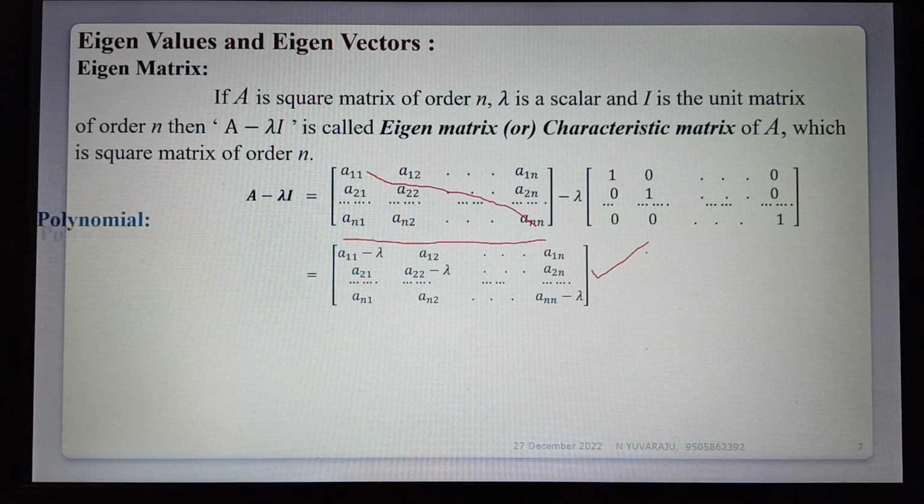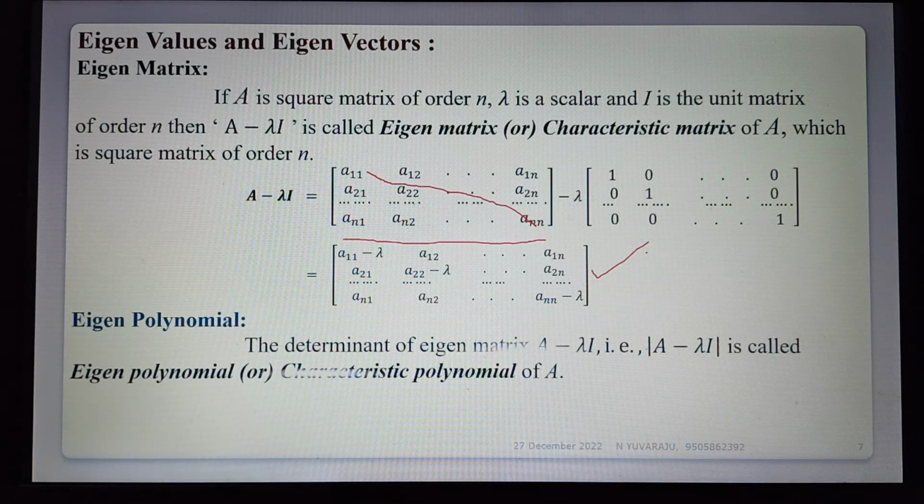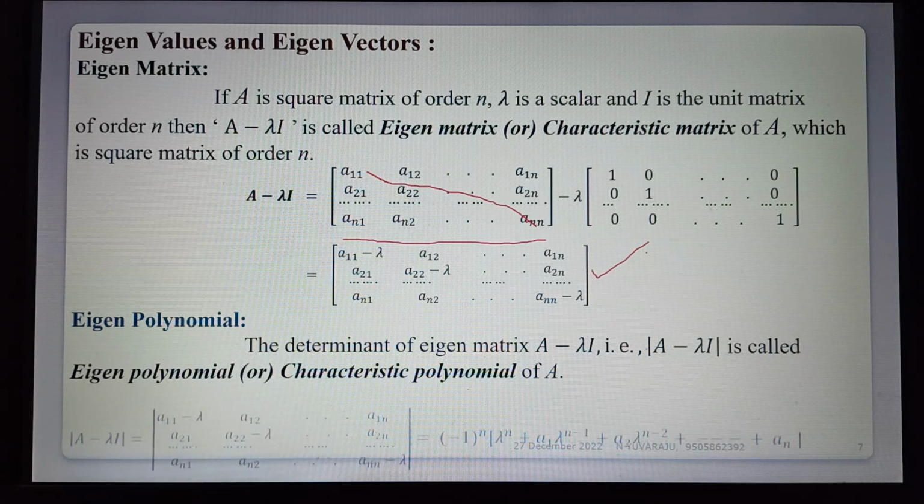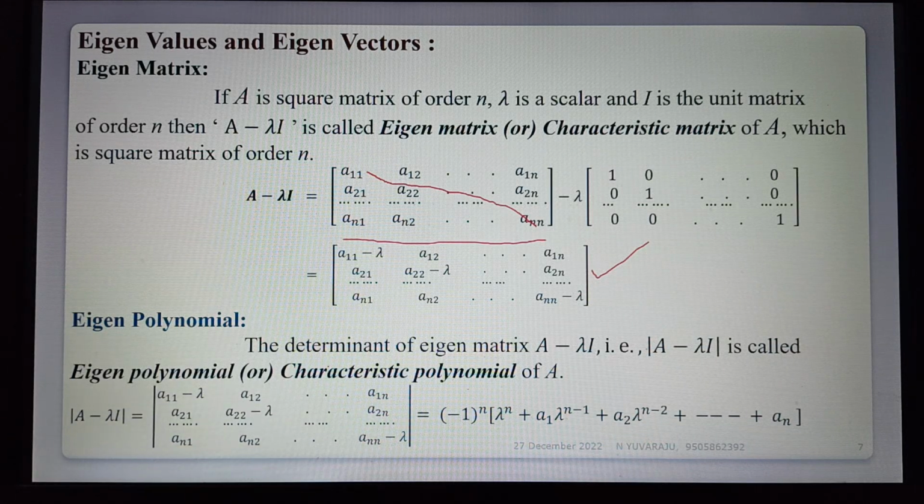Okay, next definition, the eigen polynomial. That is the determinant of the eigen matrix, det of A minus lambda I, which is called the eigen polynomial or characteristic polynomial of A. Finding the determinant value gives us a polynomial, and that polynomial is called the eigen polynomial. After finding it, we get a polynomial in lambda of degree n.